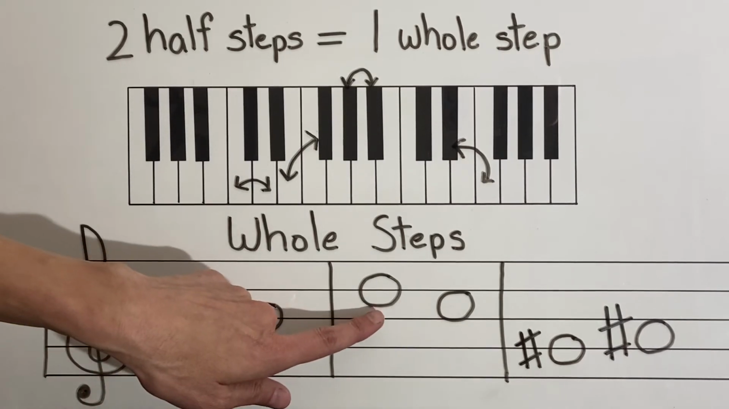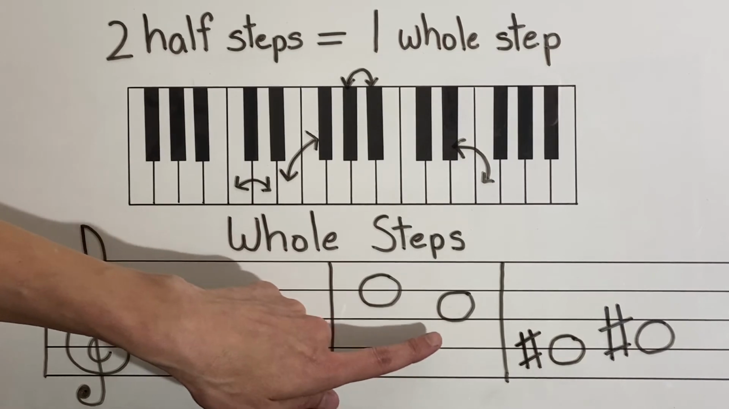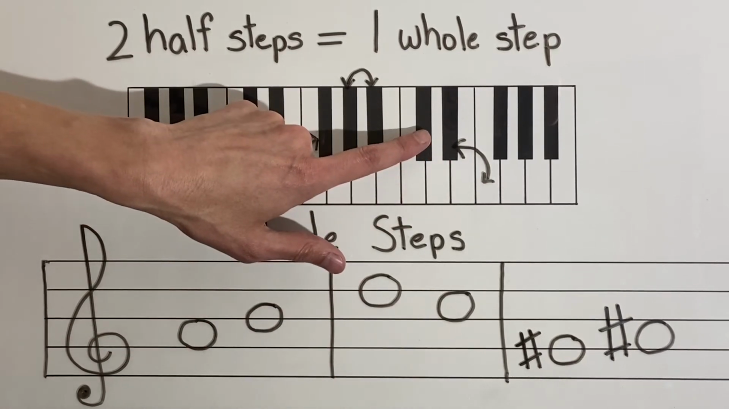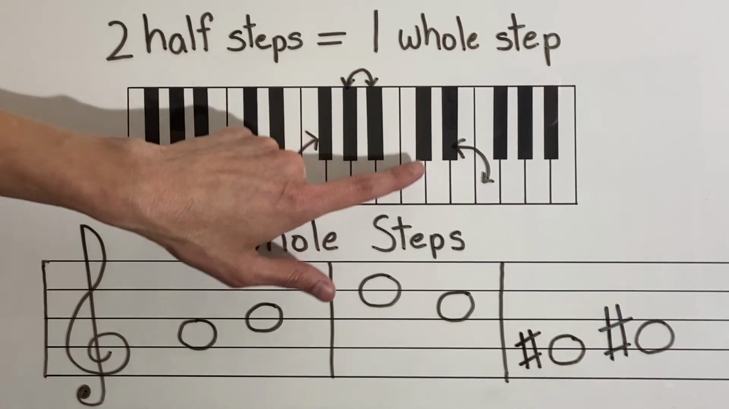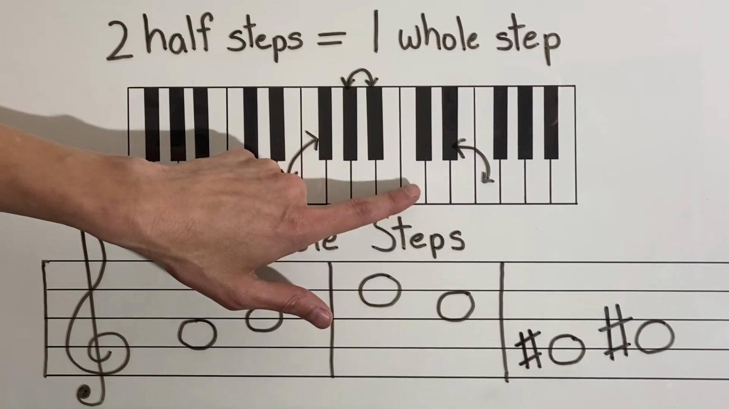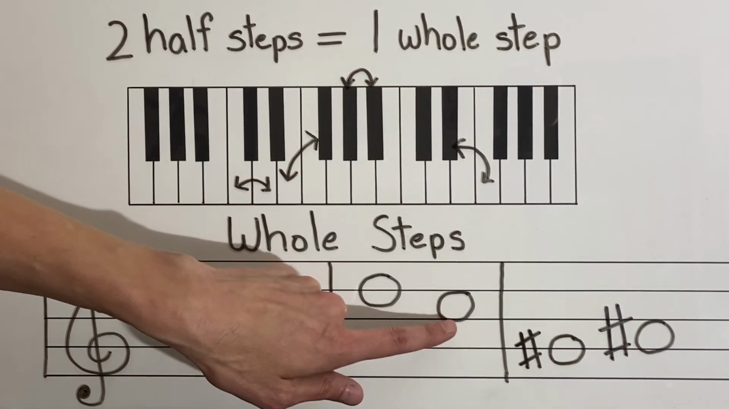Now down here, I'm going to start on a D, and I have to go down a whole step. Here is my D note. D down to this black key is a 1/2 step. Black key to white key is another 1/2 step. So those are 2 1/2 steps. D down to C is going to be my whole step.